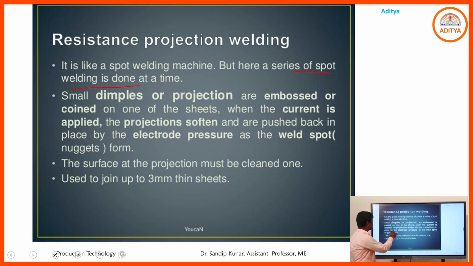In resistance projection welding, small dimples or projections are embossed in one particular sheet. When we apply the current, the projections soften and are pushed back as pressure is applied on that plate. During that time, the electrode pressure forms weld spots, meaning nuggets are formed, and with the pressure all the projections easily join both the plates.